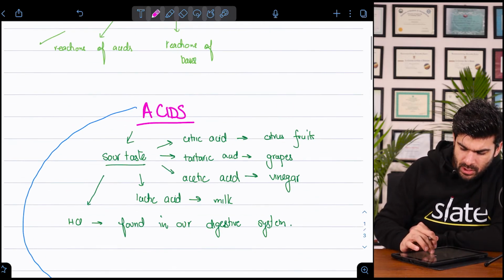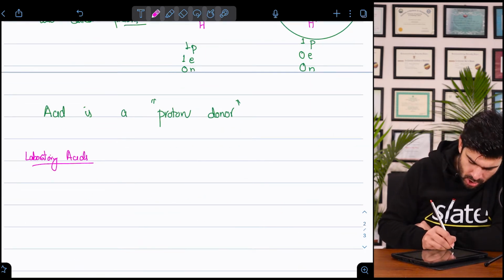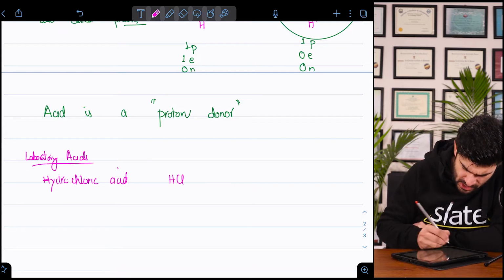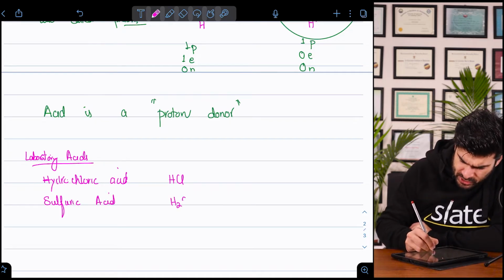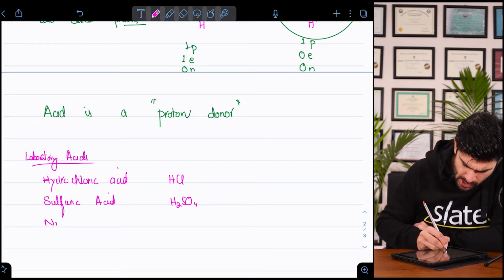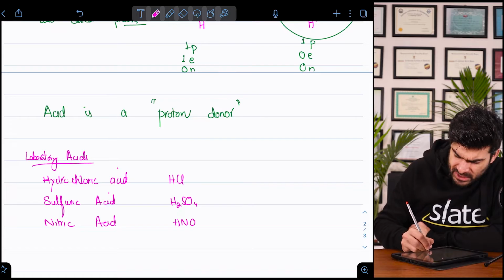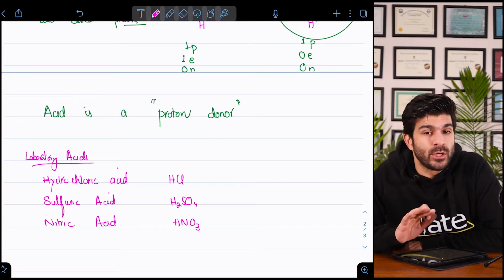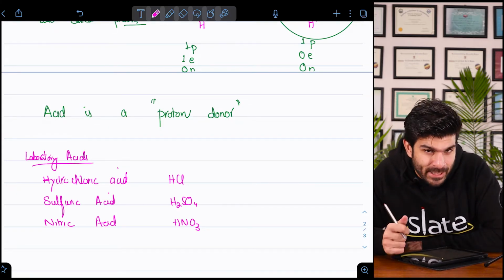Initially, we talked about the acids found in real life. But in lab, the most important acids are hydrochloric acid, which is HCl, sulfuric acid, which is H2SO4, and nitric acid. These three are very important acids which we will be discussing further, because you need to memorize that these are important ones. Why? We will be talking about that later.